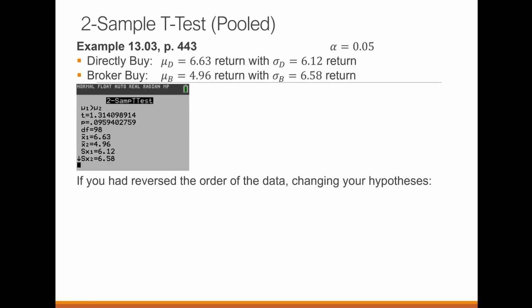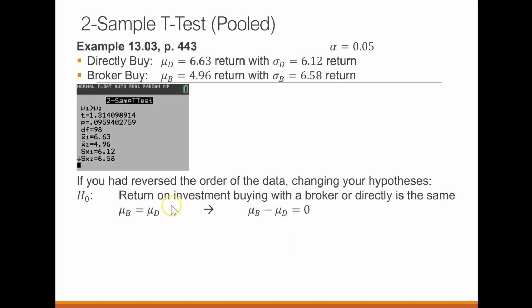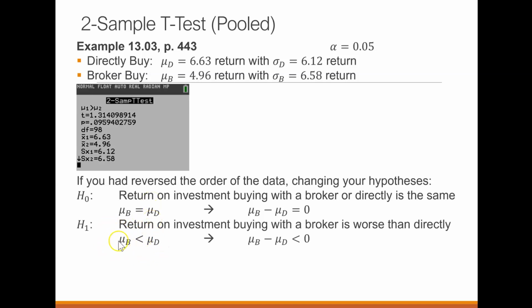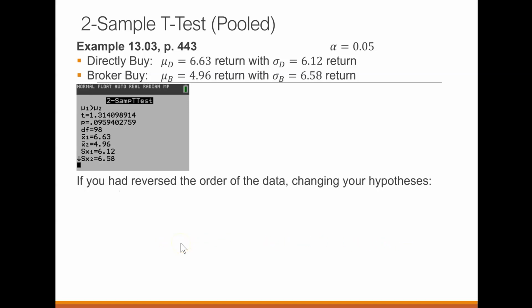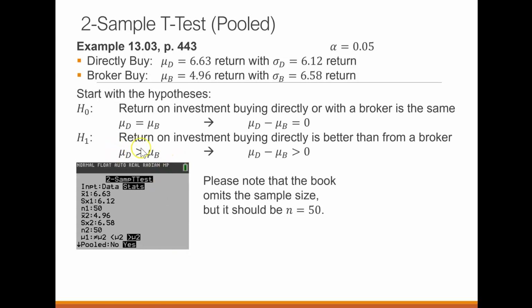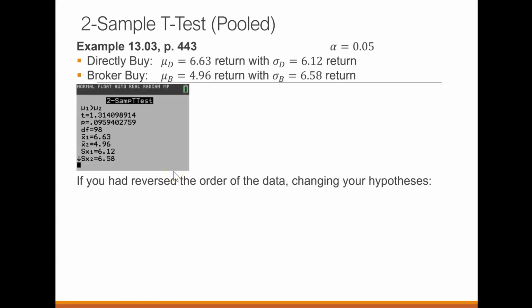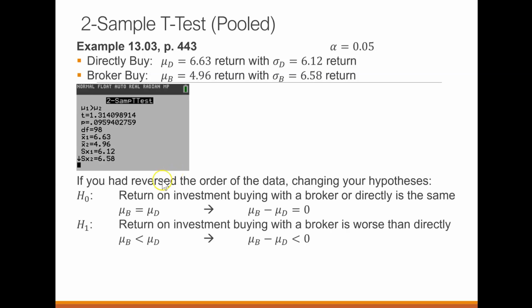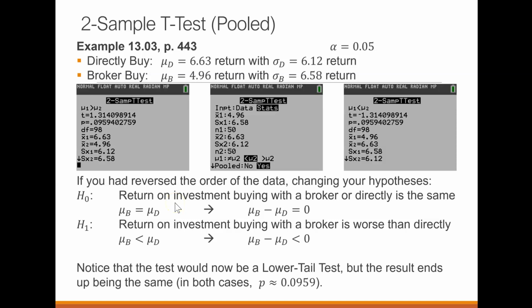So if we had reversed the order of our data, that is changing our hypothesis, the null is still that they're the same. But here, what if we said the broker's mean should be less than direct? That buying from the broker is worse than direct, rather than in the previous one, direct was better than broker. What do you think is going to happen? Let's run the analysis and check.